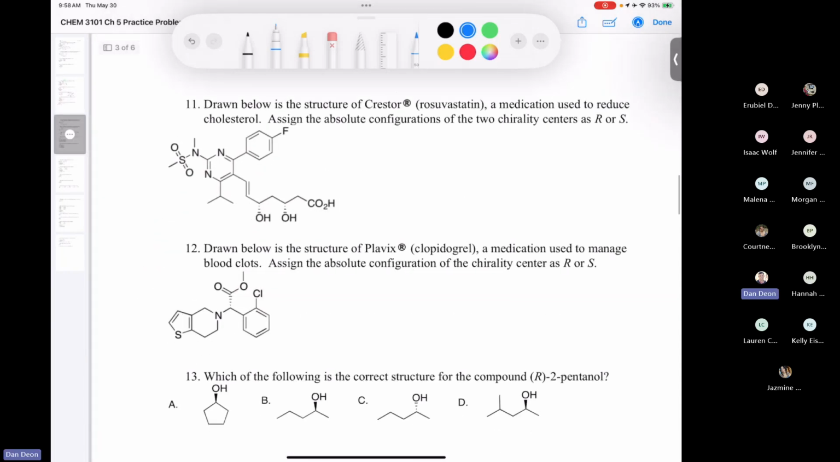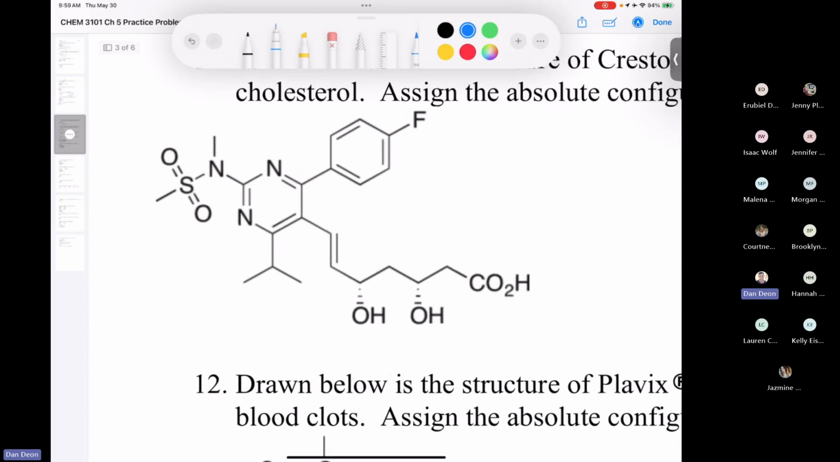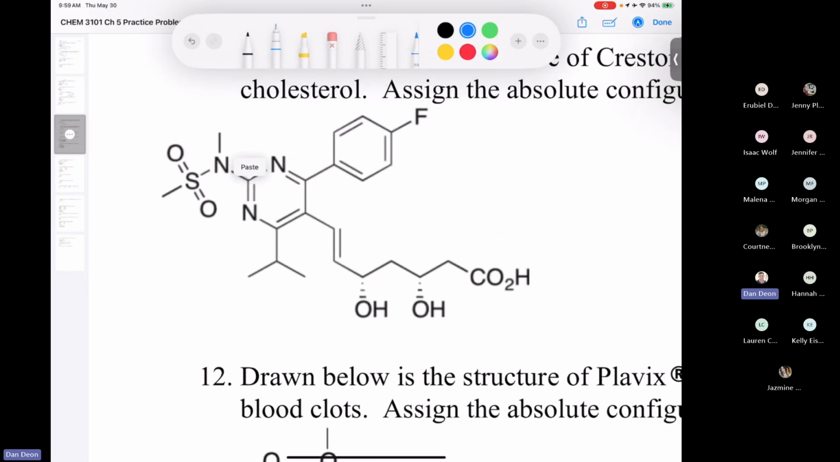Number 11, Crestor. So it's making its appearance yet again. Okay, it's got 2 chirality centers. Designate them as R or S. So I'll zoom in here so we can see this. The first one I'll use is the one on the left. So the hydrogen is coming out in front. The oxygen is going to be 1. The hydrogen is going to be 2.